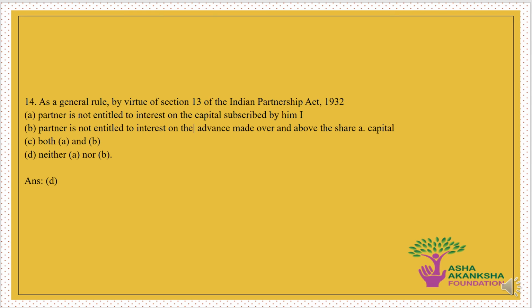As a general rule, by the virtue of Section 13 of the Indian Partnership Act 1932, which of the following is correct? Options are A, a partner is not entitled to interest on the capital subscribed by him; B, the partner is not entitled to interest on the advance made over and above the share capital; C, both A and B; or D, neither A nor B. The correct answer to this question is option D, that is, neither A nor B. That is, by the virtue of Section 13 of the Indian Partnership Act, a partner is entitled to neither of these, nor to interest on the advance made over and above the share capital.